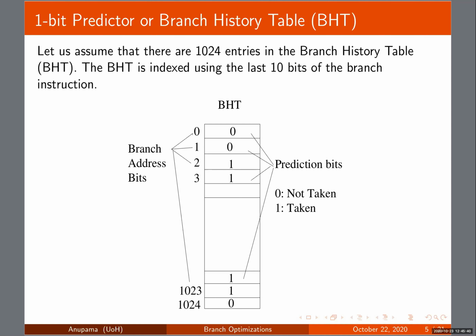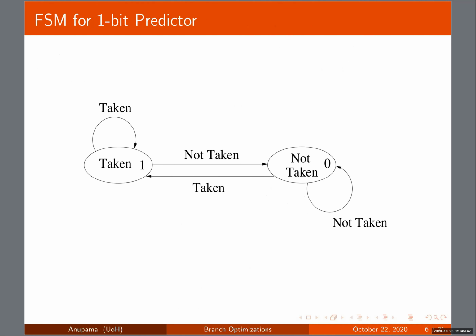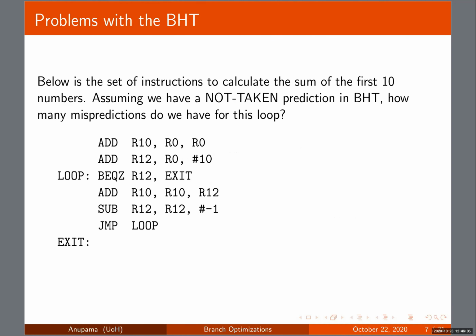So that is the thing, and this is the FSM for the 1-bit predictor. If you are taken, it's 1, not taken is 0. So if you are in taken and it's taken, you remain in that state. But if you are in the taken state and the branch is not taken, you move to the not taken state. So this is essentially a very simple FSM that exists for the one-bit predictor. We saw the problem with the BHT that there will be two mispredictions in a loop, right?